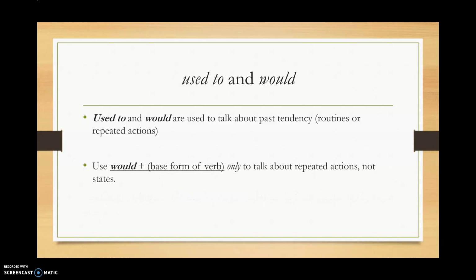Would is similar, but we use would plus the base form of a verb only to talk about repeated actions, not states. Let's look at the same example. I used to live in Korea. When I lived there, I would take the subway to work every day. So I can't say I would live in Korea because that's talking about a state. It doesn't really work. But I can say I would take the subway. That's a repeated action, so I can use would and the base form to talk about those repeated actions.